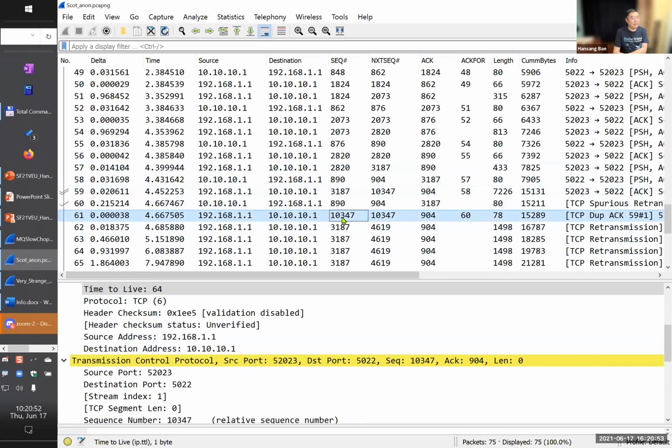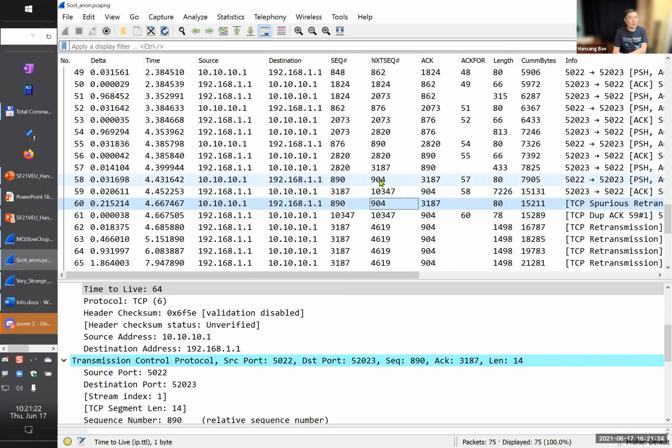Then here, let's look at here. What's going on here? So why is this a spurious transmission, this 10. guy? And what the hell is going on here? Let's take a look. Okay, 72,000 bytes, 7160 bytes. My next expected sequence number is 10347. And this 10. guy says 890 to 904, length 14. Let's come over to here. And 890 to 904, it's the same packet.